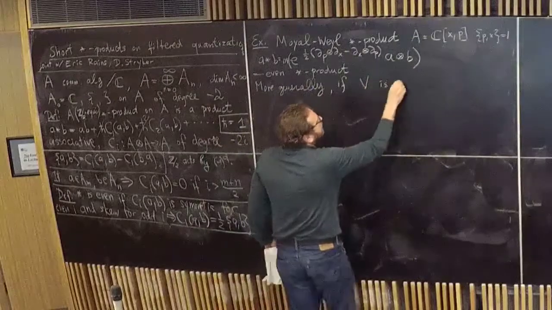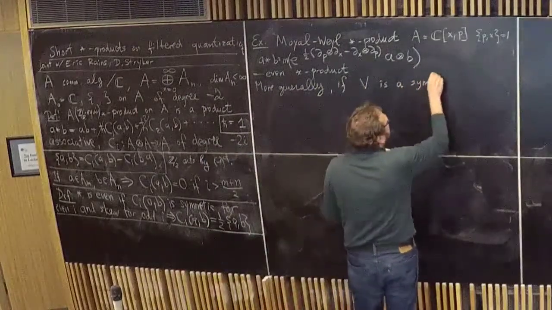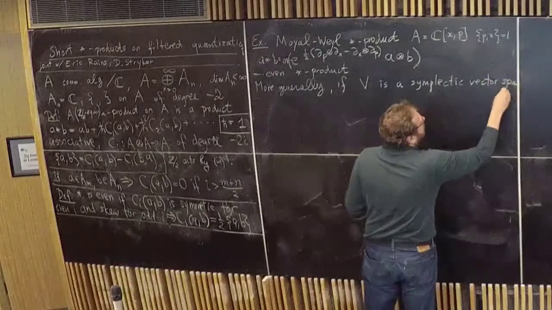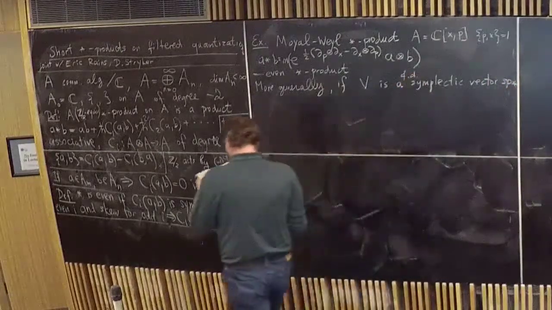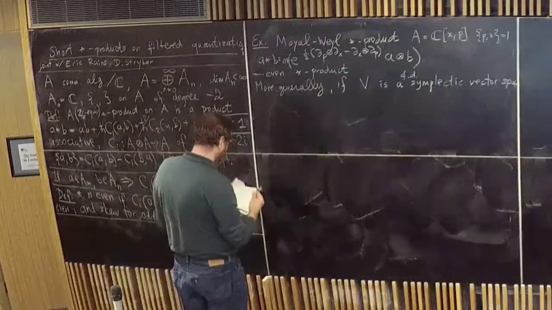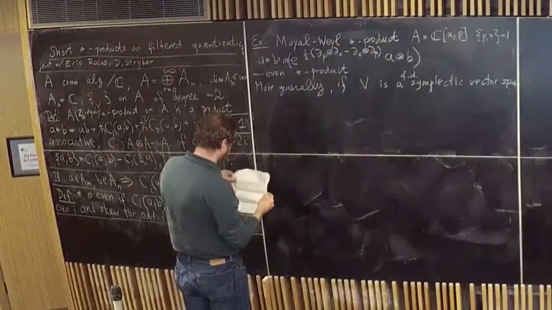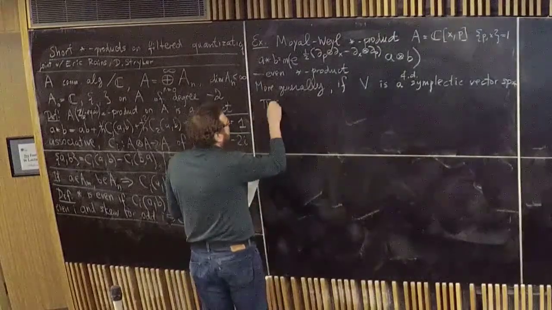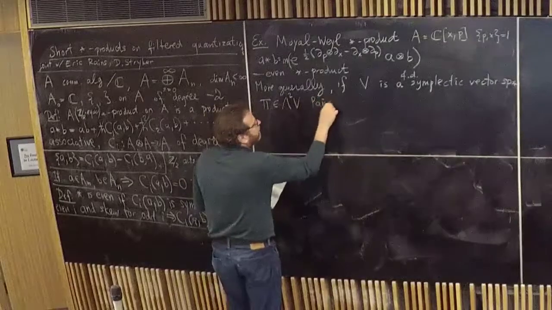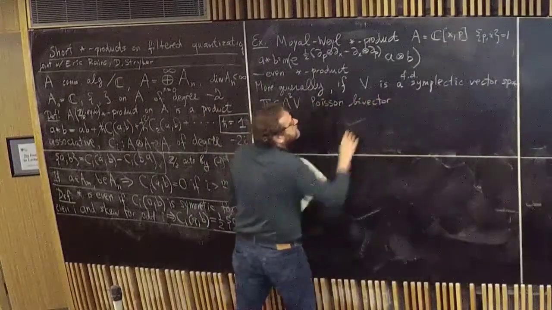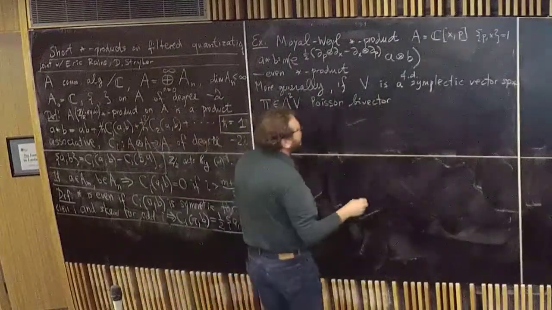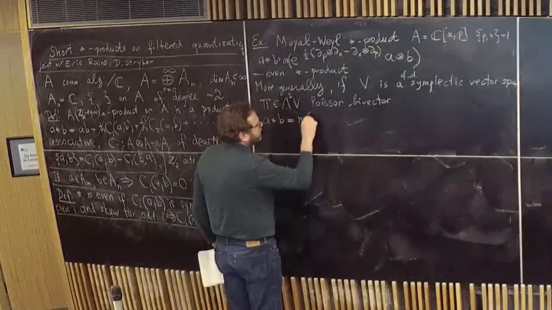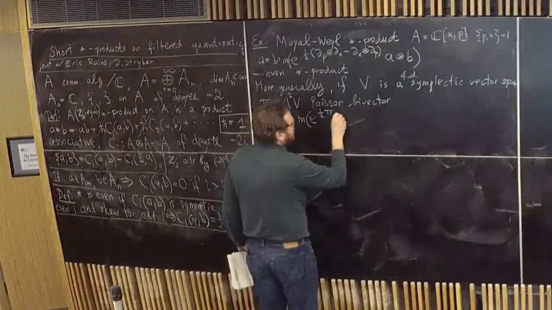suppose that V is a symplectic vector space, let's say finite dimensional, in which pi of V is the Poisson bivector. So this is the inverse of the symplectic form. And then we can write the following formula: A star B equals the multiplication of the exponential of one half of pi times A tensor B.